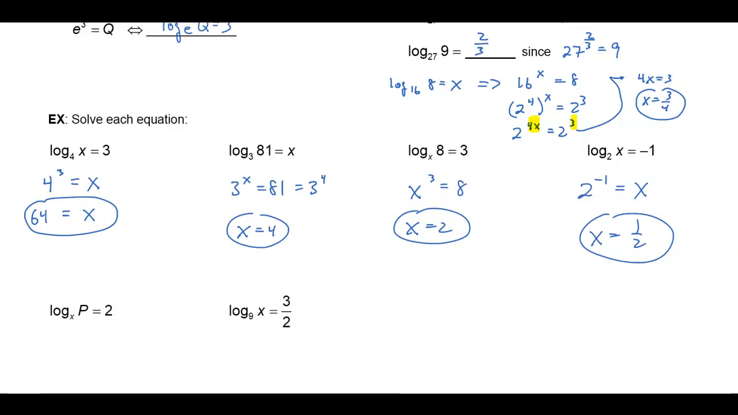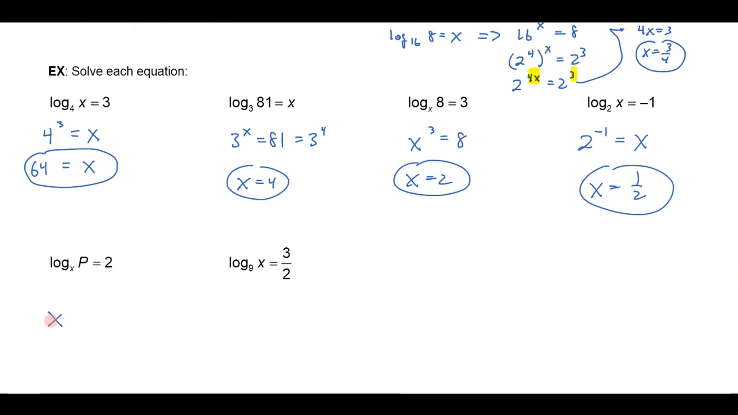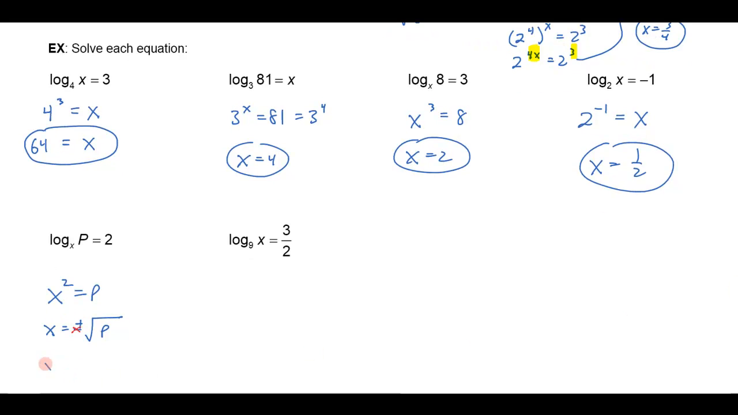Here I'd get x squared is equal to p. So x would have to be, well, just solving this equation, I'd get plus or minus the square root of p. But it turns out that the base of a logarithm can't be negative. All right? So in this case, your only answer would be x equals the square root of p. And on this one, I'd get the base 9 to the 3/2 power equals x. So 9 to the 3/2 power, well, that's the square root of 9. That's 3, and 3 cubed is 27.